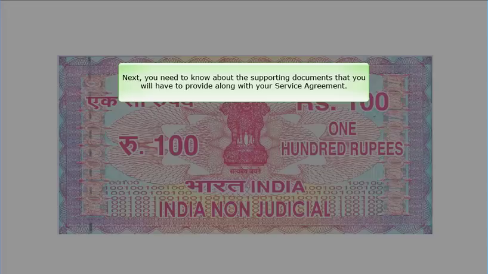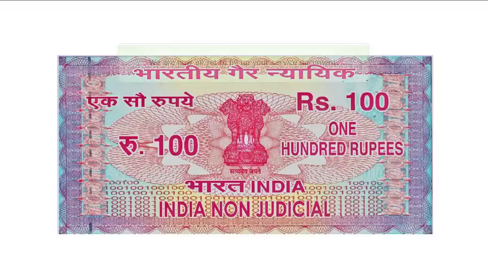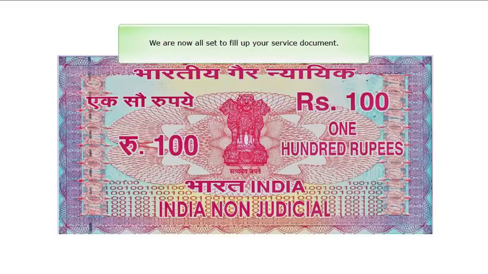Next, you need to know about the supporting documents that you will have to provide, along with your service agreement. They are: first, a self-attested photocopy of your surety's PAN card. Second, a self-attested photocopy of your surety's IT returns form, or the Form 16, of the current or previous years, as a proof of eligibility for the surety. Third, in absence of a surety verification form, a self-attested copy of surety's passport can be provided. We are now all set to fill up your service document.